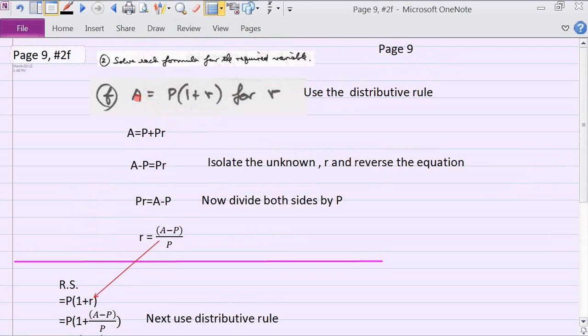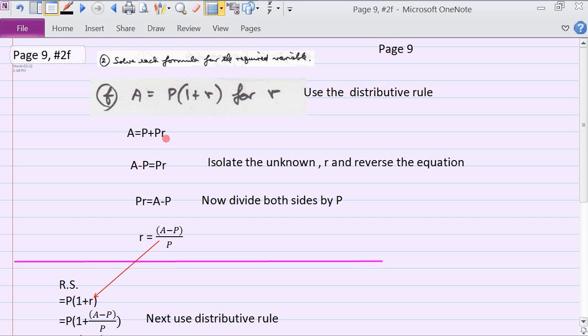In this case, we're told that A equals P times 1 plus R in brackets, and I want to solve this for R. So the first thing I'm going to do is use the distributive rule. I'm going to multiply the P times the 1, so I get P, and I'm going to multiply the P times the R, and I get PR. So what I'm doing here is using the distributive rule. I'm getting rid of the brackets.